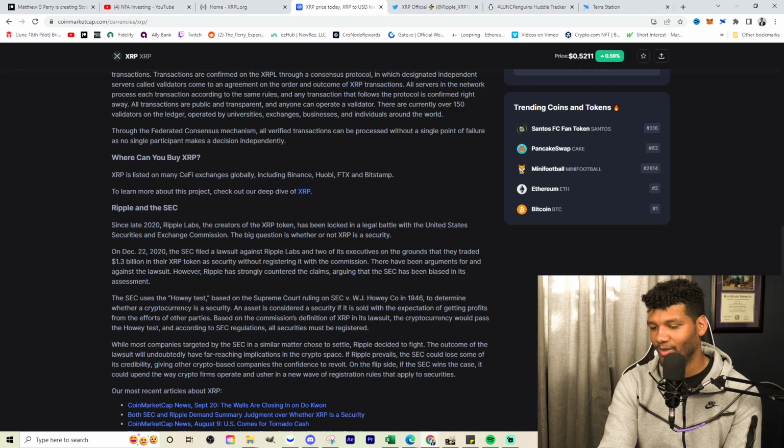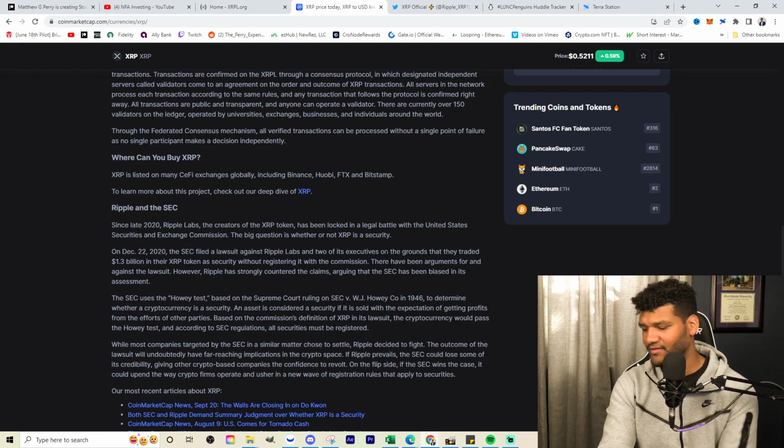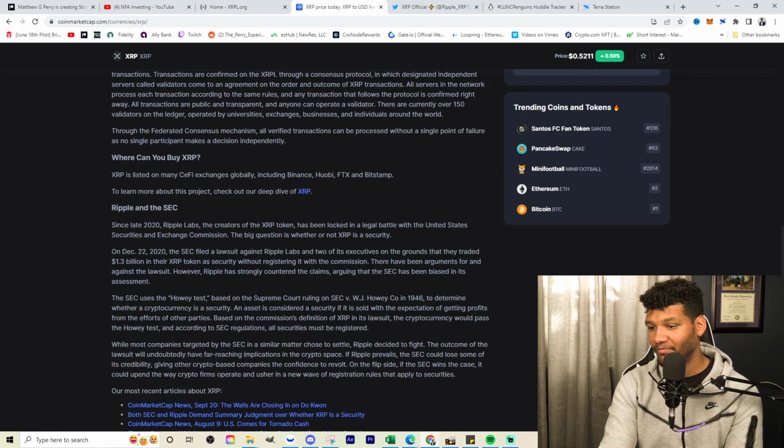On September 22nd, 2020, the SEC filed a lawsuit against Ripple Labs and two of its executives on the grounds that they traded $1.3 billion in their XRP token as a security without registering it with the commission. There have been arguments for and against the lawsuit.